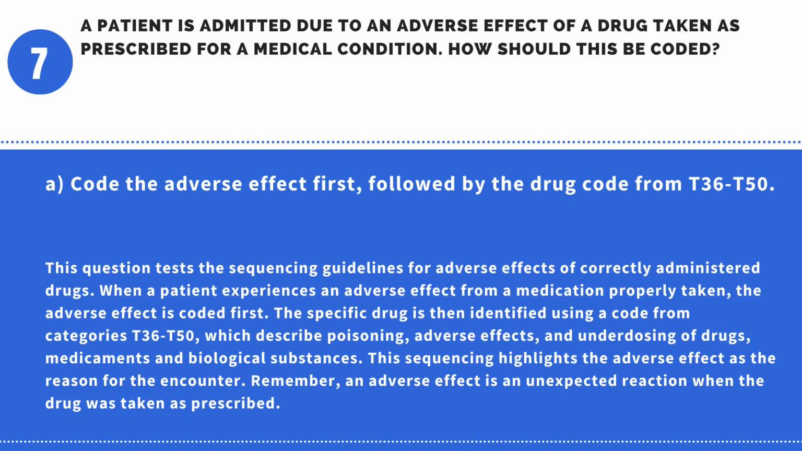Answer, A. Code the adverse effect first, followed by the drug code from T36-T50. This question tests the sequencing guidelines for adverse effects of correctly administered drugs. When a patient experiences an adverse effect from a medication properly taken, the adverse effect is coded first. The specific drug is then identified using a code from categories T36-T50, which describe poisoning, adverse effects, and underdosing of drugs, medicaments, and biological substances.